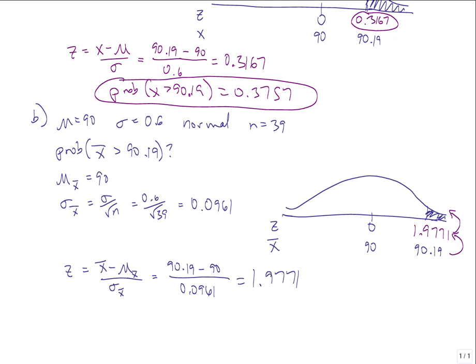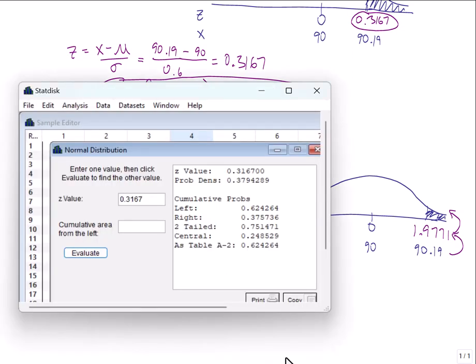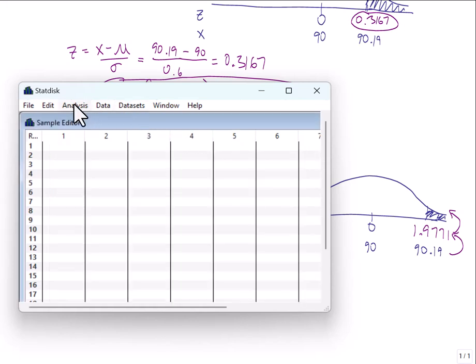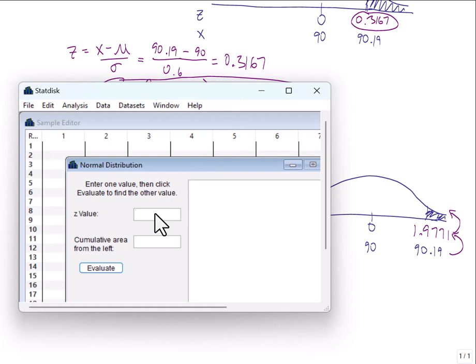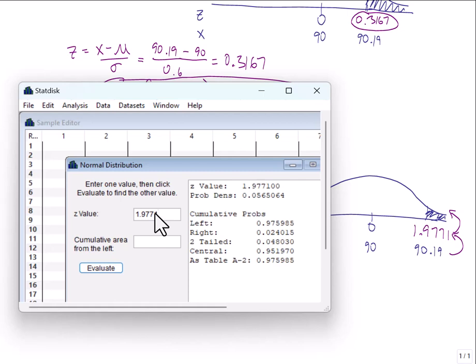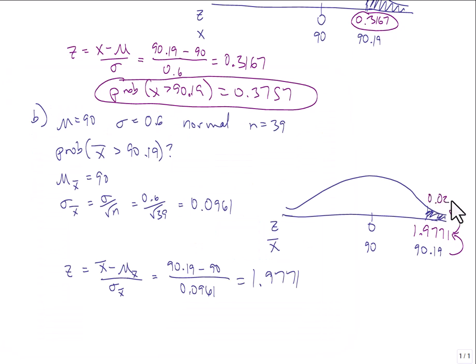And to do that, we need StatDisk. So with StatDisk, from scratch, analysis, distribution, normal distribution, and I've got the z-score of 1.9771. Click evaluate, and there you go. It tells you everything. What I need is the area to the right, which is 0.0240. And that's the probability that we're looking for. That's the final answer.